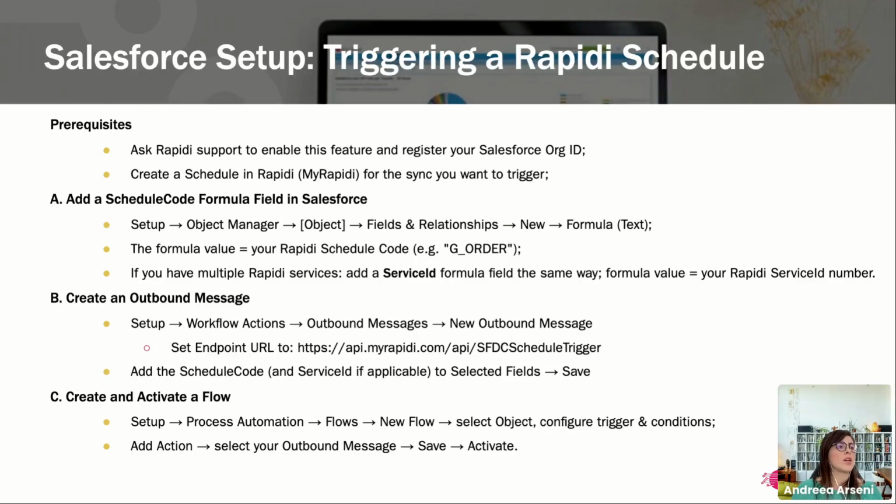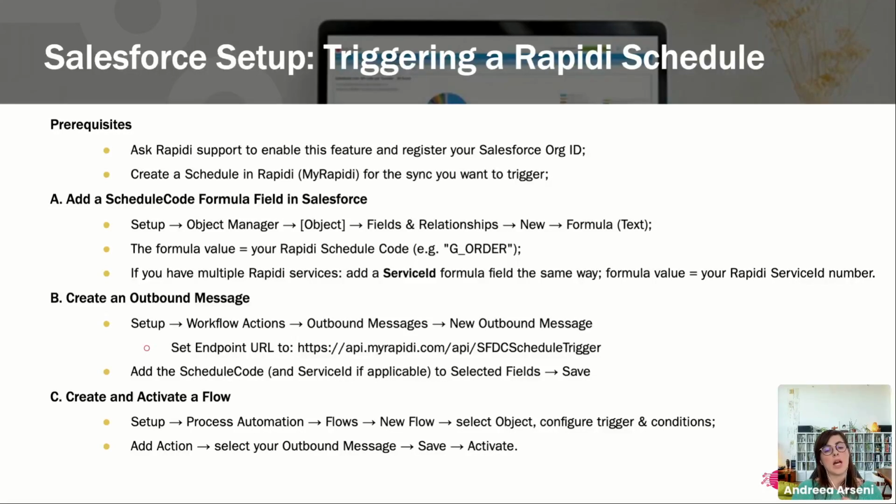And then you go ahead and create the outbound message. I will show you how to do that, but it's a simple thing. You go to the workflow actions, you create the outbound message, you set up the endpoint URL, which is this one. It's always this one. And then you add the schedule code to the selected fields, because of course that's something you want to send, and then you want to make sure that Rapidi receives the right information from Salesforce.